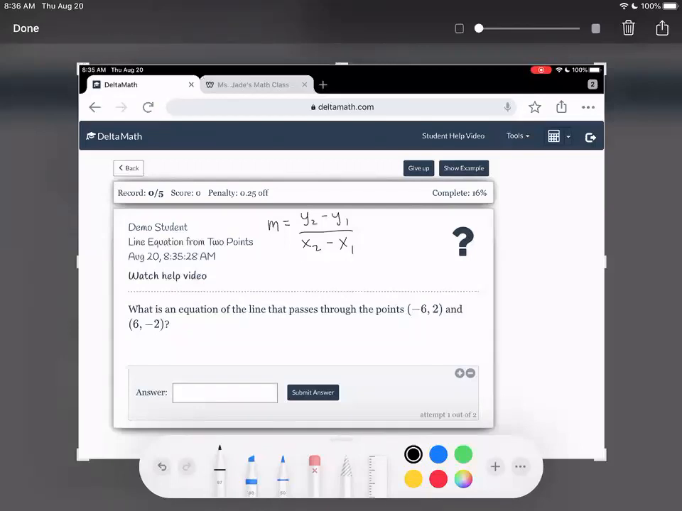Okay, so in this problem, we have 2 points. Let's label the first one x1, y1, the second one x2, y2, so that we can plug it in. So once again, y2 we have is a -2, and then the y1 is 2, divided by our x2, 6, minus x1, -6.